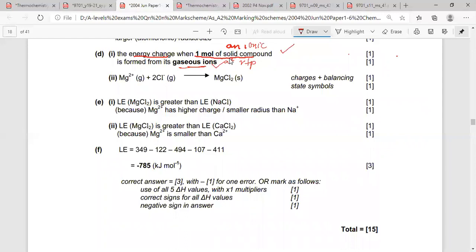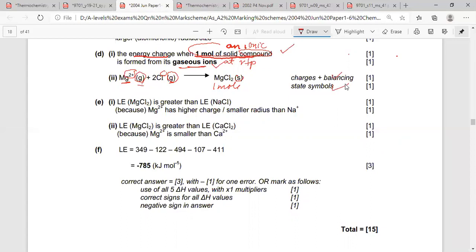Okay, right now they ask you what is the equation for this lattice energy for magnesium chloride. So here, remember, it's 1 mole. Say 1 mole of the compound formed from its gaseous ions. Ions, Mg2 plus, not Mg. If it's Mg solid, it means it must be heat of formation. So it's 2 Cl minus, okay, gas. So charges and balancing. Charges here, 2 correct, and balancing. State symbols. The symbols are important. Gas, 1 mark each.